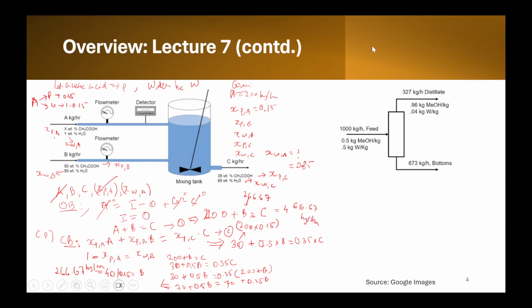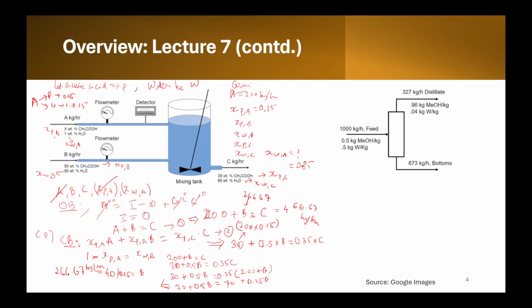Next we have a distillation column here. A mixture of methyl alcohol and water is going in, and it has the inlet flow rate of 1000 kg per hour, and the distillate quantity is also given to us, which is 327 kg per hour, and the bottom quantity is also given to us, which is 673 kg per hour. We know the concentration in the distillate stream and the feed stream, but we don't know the concentration of these components in the bottom stream. So how to find that out? We'll do that here.